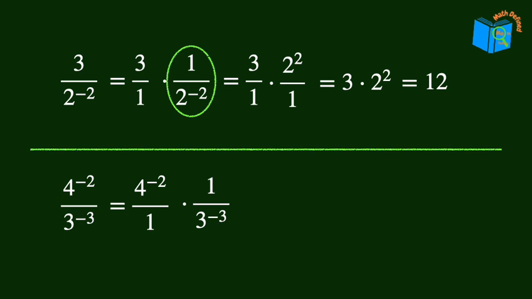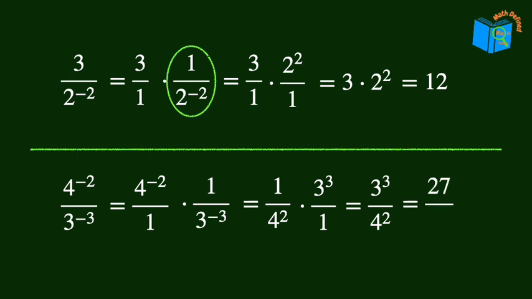Since both fractions have negative exponents, we need to take the reciprocals to make the exponents positive. This results in 3 cubed over 4 squared. Simplifying further, 3 cubed is 27, and 4 squared is 16. Finally, we reduce this improper fraction by dividing 16 into 27, resulting in 1 and 11/16.